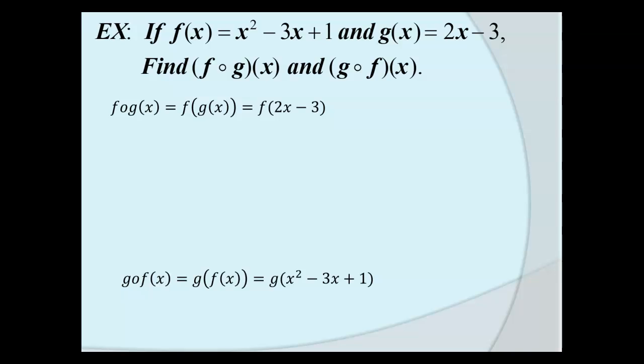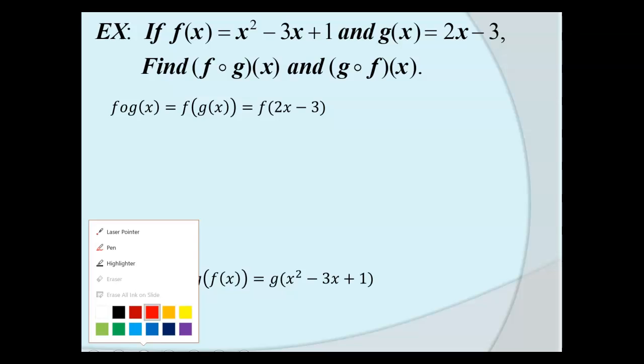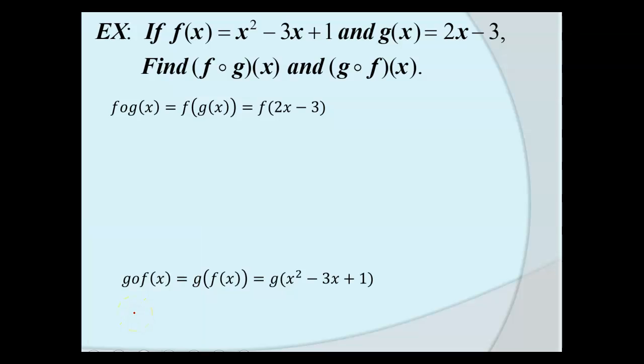So copy off me. Would 2x be g and negative 3x? Or am I stupid? Hold on. So g is 2x minus 3. f is x squared minus 3x plus 1. So what we're doing is plugging g in for f.